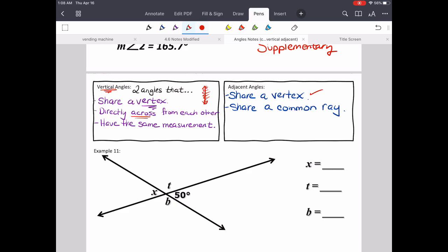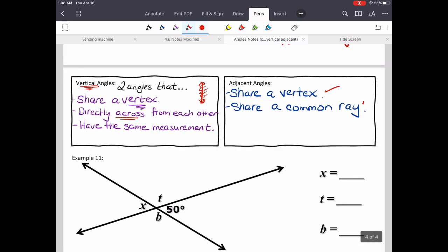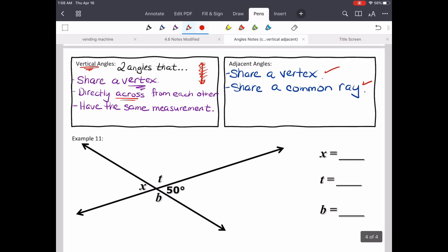Adjacent angles are basically next to each other. That's how a lot of people will describe them. They're angles that are next to each other, but they share a ray. That's a better way to think of it. So this angle right here shares the ray that's right here. They share that ray, and they're right next to each other. You can tell by that, they don't have the same measure, but they're right next to each other.